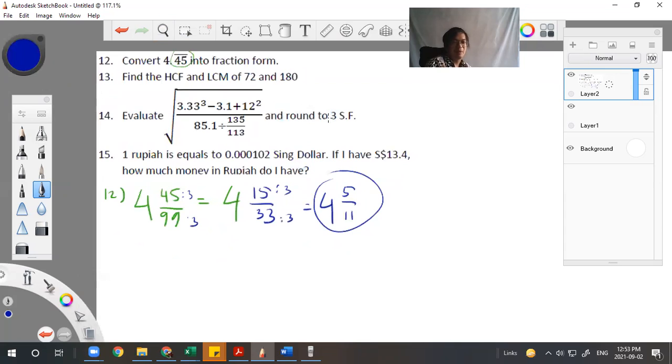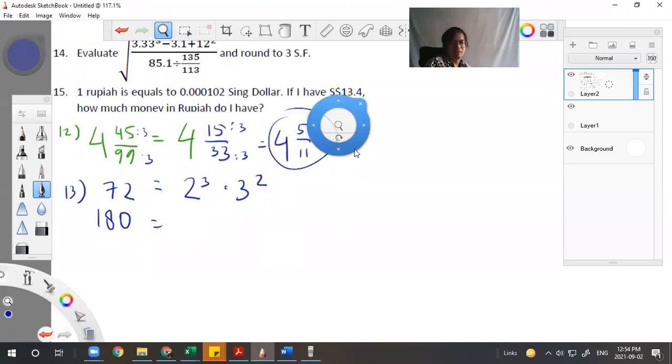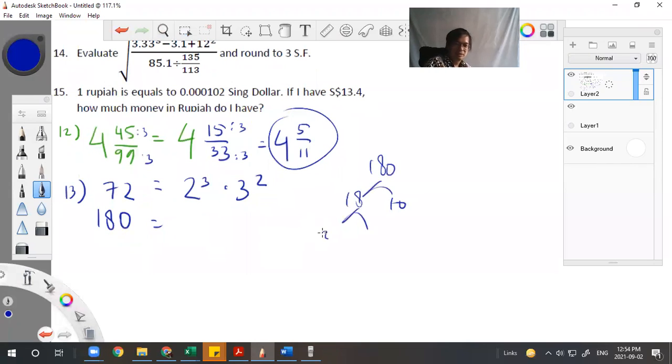Number 13, I will skip it. I will give you time to do this because we already did it for number 2, the previous number. So I want to give you this only. The prime factorization. I memorized it. Then how about 180? I forgot. 18 and 10. 2 and 9. 3 and 3. 2 and 5. 2 square. 3 square. 5. Yeah.